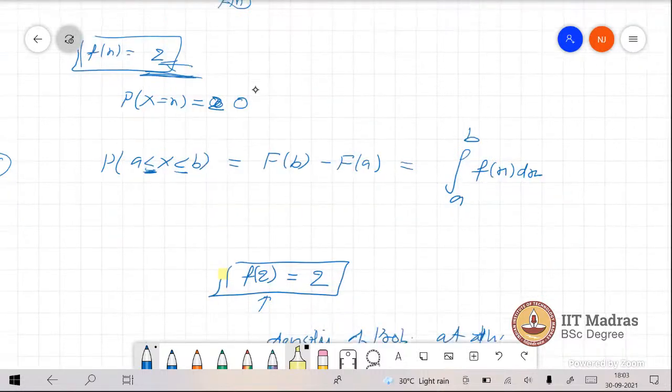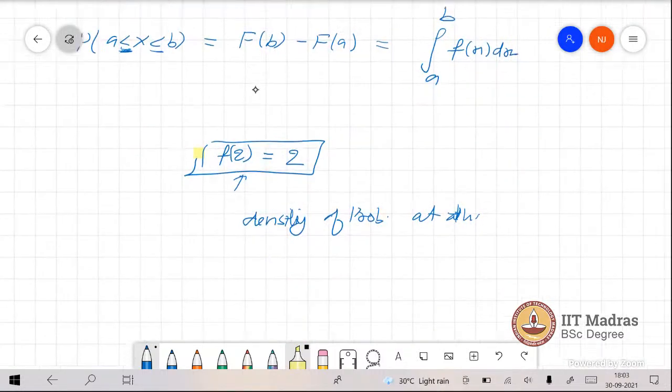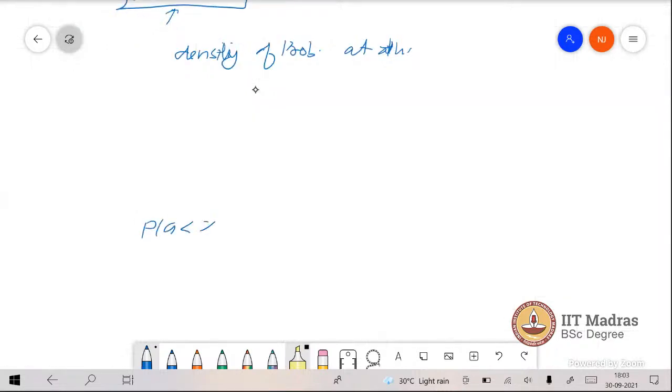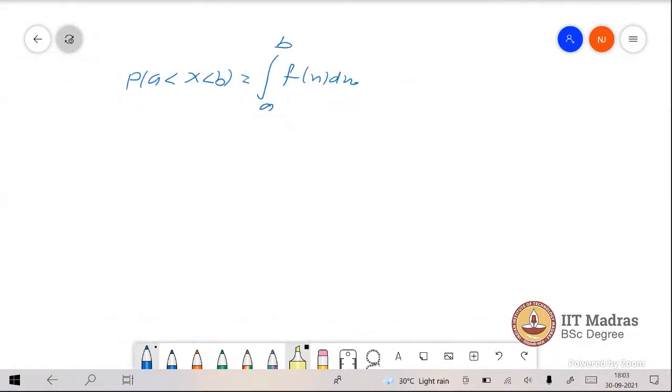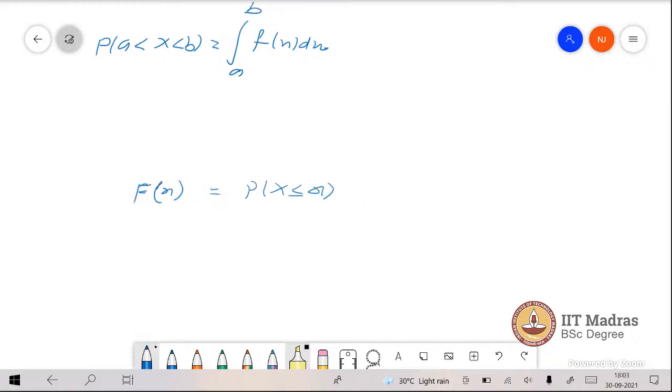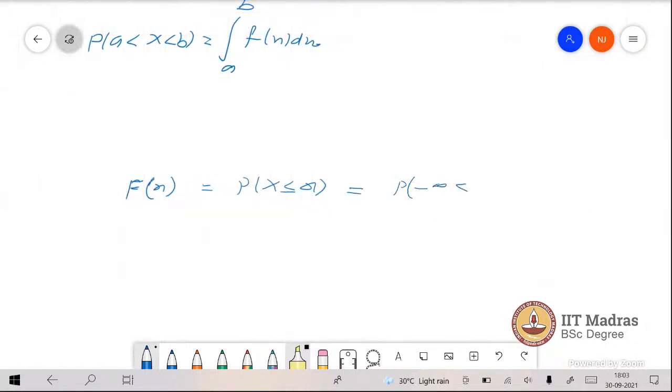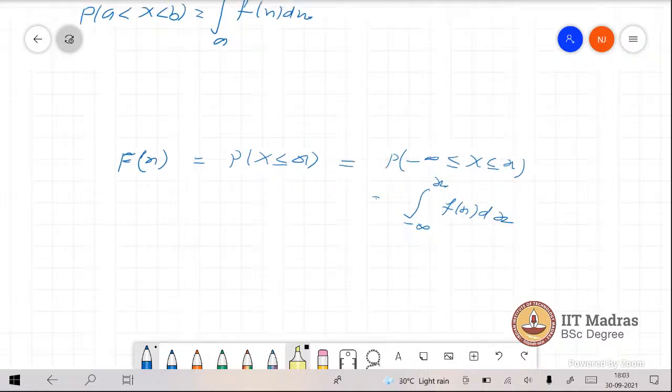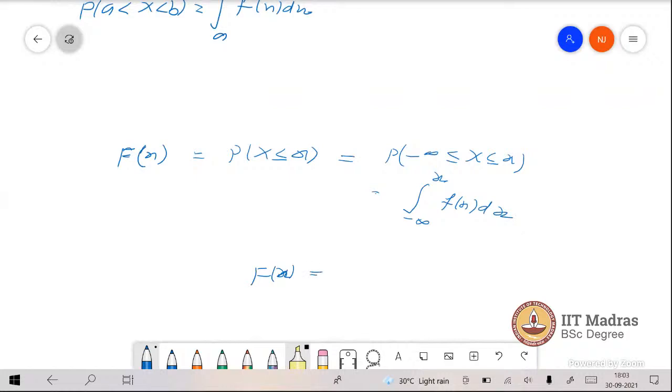Now this is how you define the PDF of a random variable. For a continuous random variable, you need to find the probability within an interval, and you find it as the integral of f(x) dx inside that interval. Let's say we are given a CDF F(x). It is P(X less than or equal to x), so you can write it as the integral from minus infinity to x of f(x) dx.